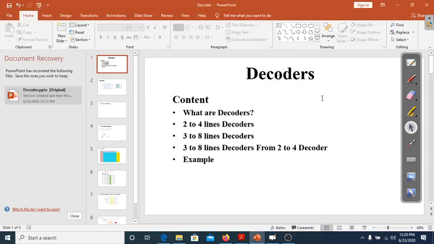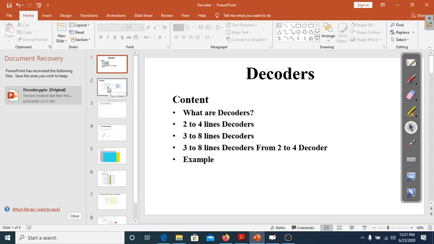In this lecture, let us talk about decoders. The content of the following lecture are as follows. First, we will talk about decoders. Then we will discuss 1 to 2 line and 2 to 4 line decoders. Next, we will talk about 3 to 8 line decoders. And then we will construct a 3 to 8 line decoder by using 2 to 4 line decoders, and later part of this lecture we will talk about some examples related to decoders.